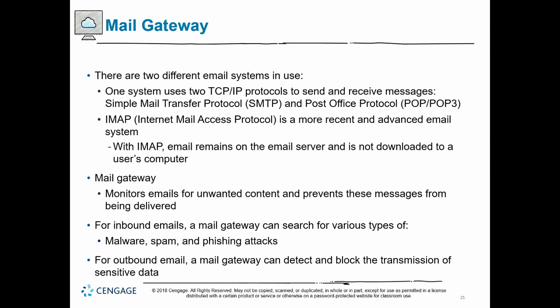So a mail gateway essentially monitors emails for unwanted content and prevents these messages from being delivered. For inbound emails, a mail gateway can search for various types of malware, spam, and phishing attacks. For outbound email, a mail gateway can detect and block the transmission of sensitive data. Nowadays, there are a lot of cloud access brokers which inspect the type of data that's being sent and can either block it or send alerts when specific data is being sent out, to prevent data exfiltration.